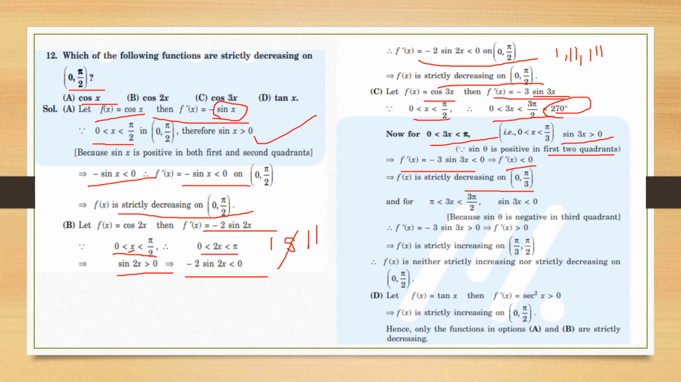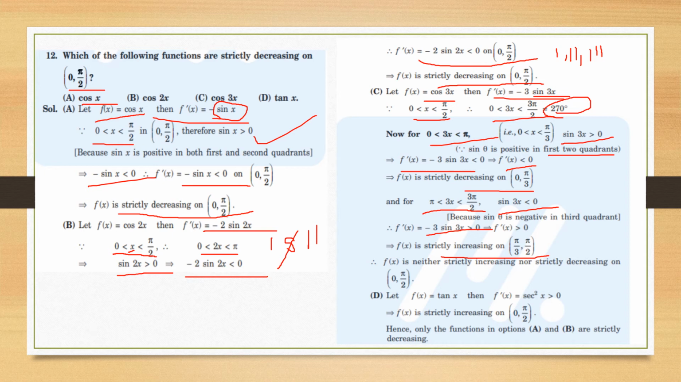As my interval for 3x is 0 to pi, then for x it will be from 0 to pi by 3. And for the next interval, from pi to 3 pi by 2, sine is negative, as it is negative in the third quadrant, but minus sin 3x will be positive. So my function is strictly increasing in pi by 3 to pi by 2. For x, I divide by 3, so it becomes pi by 3 to pi by 2.